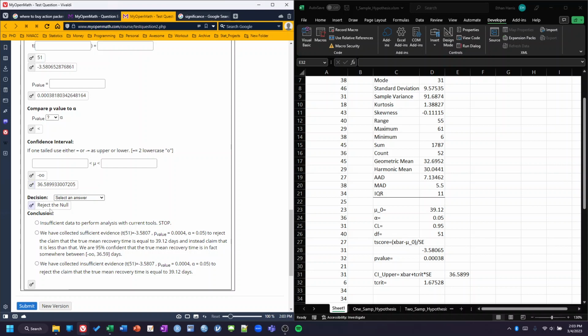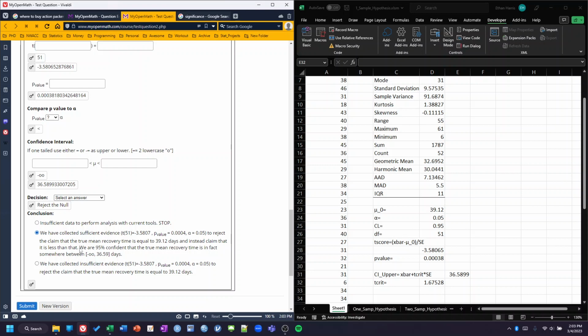We are going to reject the null hypothesis because the hypothesized value of 39 does not fall inside of this confidence interval. And so we can say that we have collected sufficient evidence, and this is how we report it in APA: t, degrees of freedom, and what we got for the t-score, the respective p-value that we got, and the alpha, to reject the claim that the true mean recovery time is equal to 39.12 days, and instead claim that it is less than that.